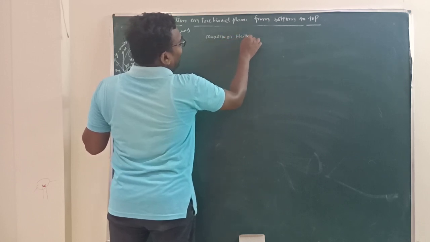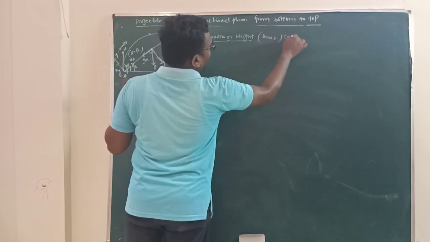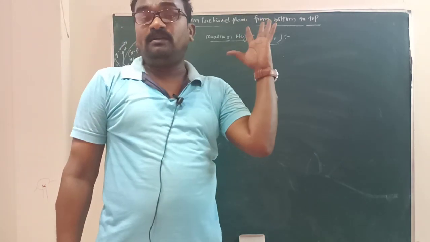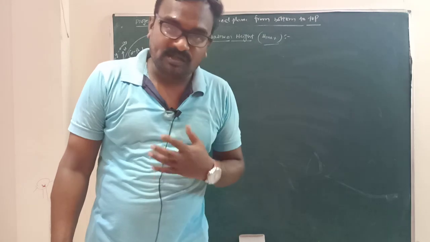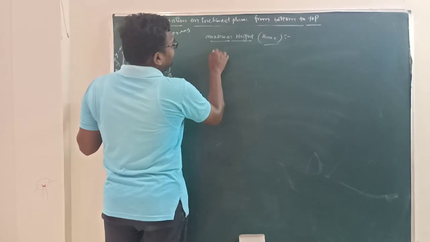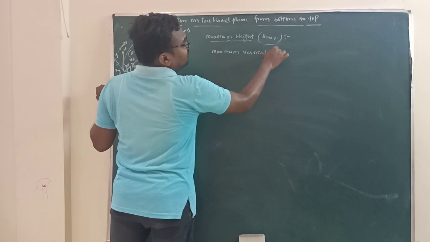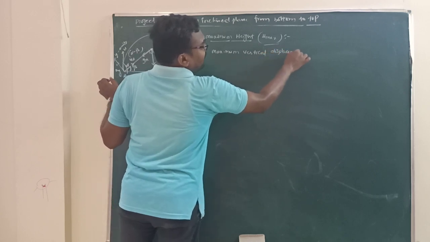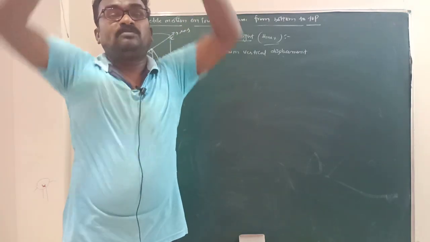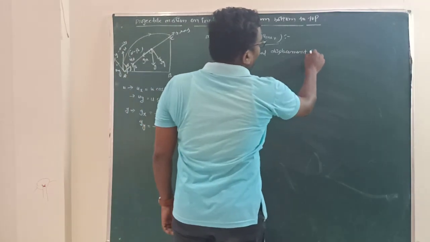Maximum height, h maximum. The maximum vertical displacement where the vertical velocity component is zero is called maximum height. Maximum vertical displacement means like this.